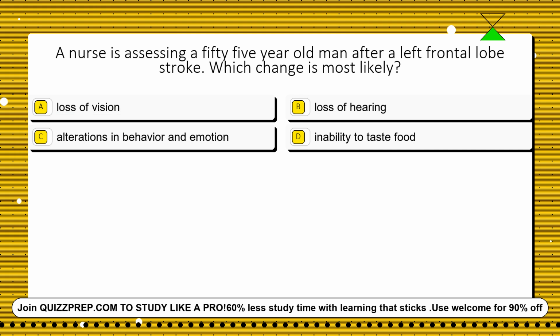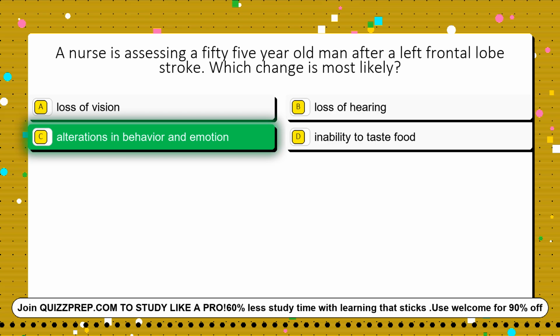Question 48. A nurse is assessing a 55-year-old man after a left frontal lobe stroke. Which change is most likely? Option A, loss of vision. Option B, loss of hearing. Option C, alterations in behavior and emotion. Option D, inability to taste food.